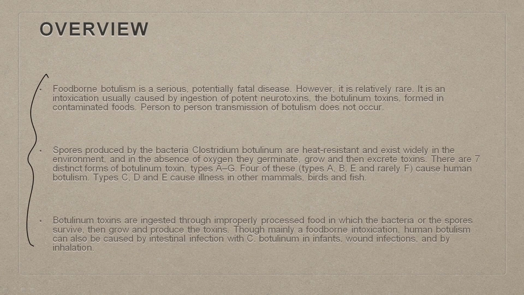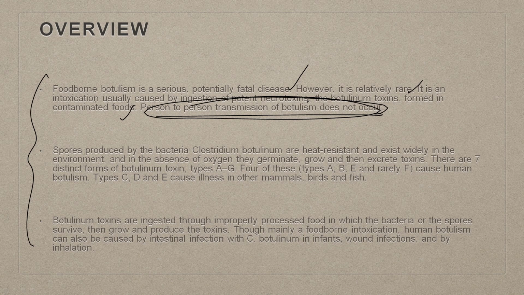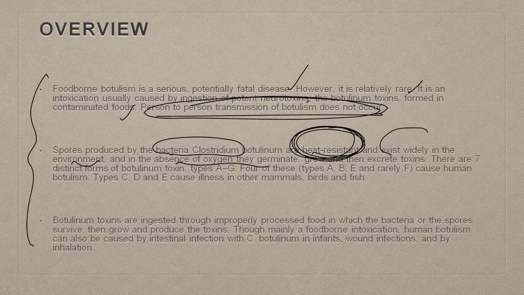In terms of the overview, foodborne botulism is a serious, potentially fatal disease. However, it is relatively rare. It is an intoxication usually caused by ingestion of a potent neurotoxin, the botulism toxin formed in contaminated food. Person-to-person transmission does not occur. Remember, botulism is not transferable from one human to another human. Spores produced by the bacteria Clostridium botulinum are heat resistant. Remember this, they exist widely in the environment, and in the absence of oxygen they germinate, grow and then excrete the toxin. There are 7 distinct forms of botulinum toxin, type A to G.